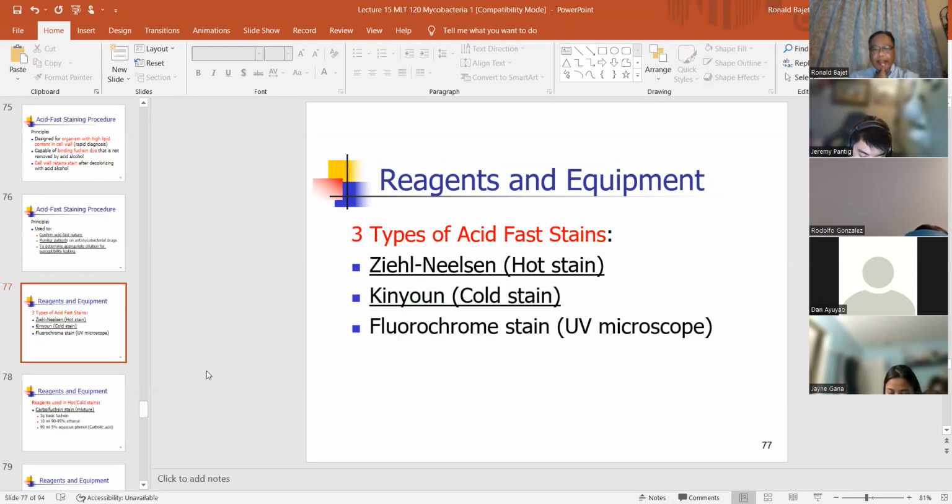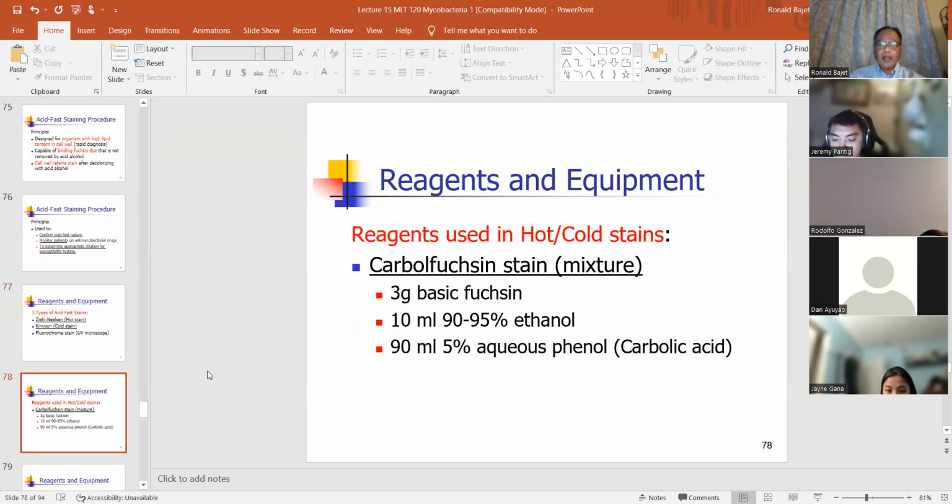Three reagents of the stain, or three types of stains. The first one is the Ziehl-Neelsen stain and the Kinyoun stain. Those two staining procedures use the same components: the carbol fuchsin, the acid alcohol, and the methylene blue. The Ziehl-Neelsen stain is a hot stain where you pass a flame underneath the slide on the staining rack, and the Kinyoun stain does not use flame. The third staining procedure is the fluorochrome stain, and that utilizes the ultraviolet microscope.